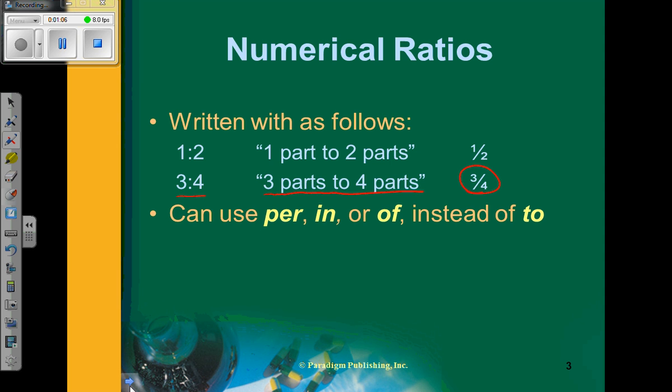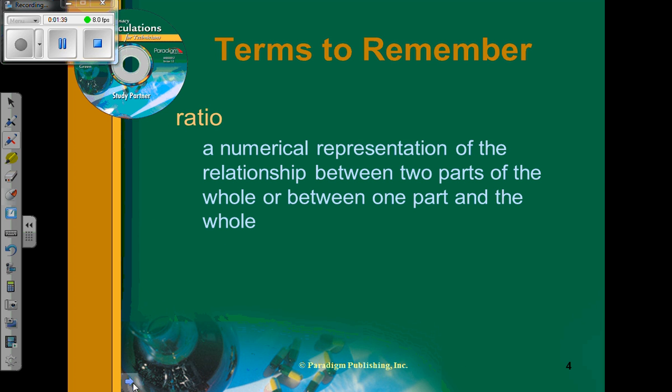Okay, because they can use per, in, or of instead of to, depending on what type of mathematical problems that you are performing. And of course, another example, like 1 to 20 can be read as 1 part to 20 parts. And also it could be written 1 over 20. So just remember the term ratio is a numerical representation of the relationship between two parts of the whole or between one part and the whole.